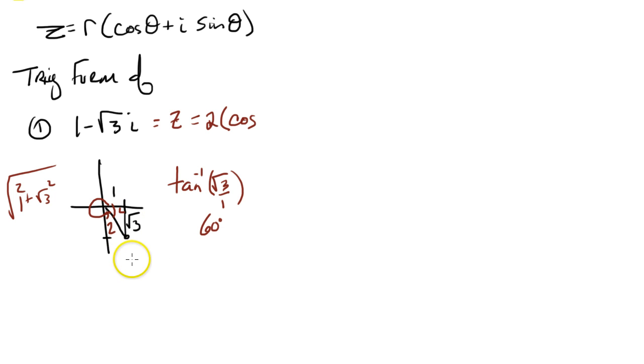For this problem, the theta is this angle, really called the directed angle. So 300 degrees is our angle for this problem, and 60 is really just our reference angle. So this would be 2 cosine 300 plus i sine 300, and these are in degrees.